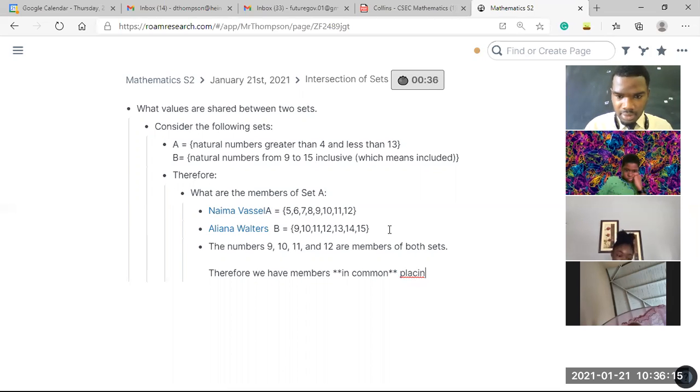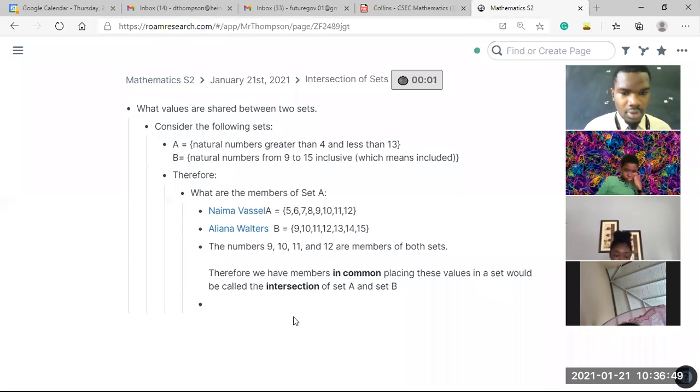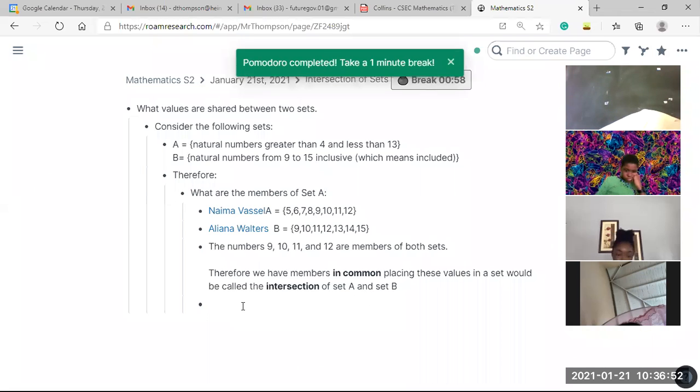Placing these values in a separate set would be called the intersection of set A and set B. Let's highlight intersection. So the values that are in common between both are going to be called the intersection of set A and set B. Perfect. So we got the time done.